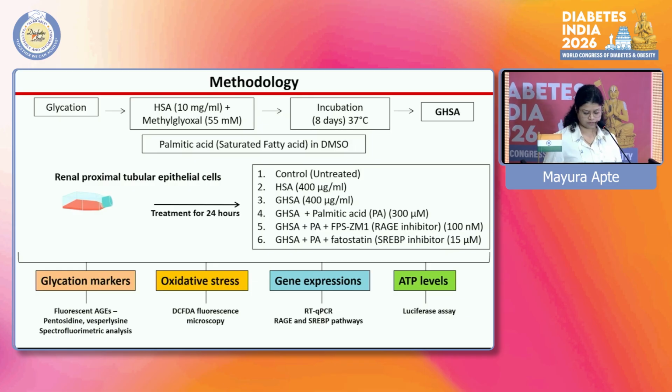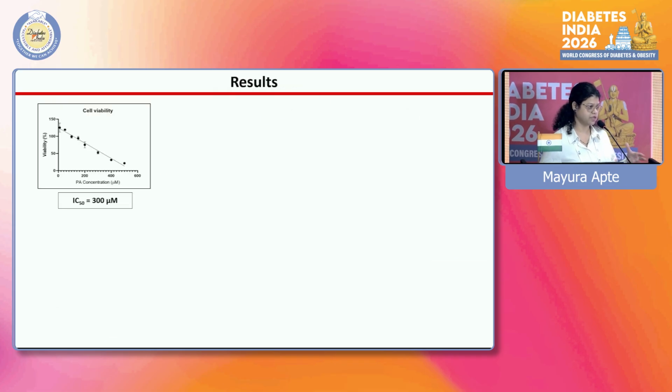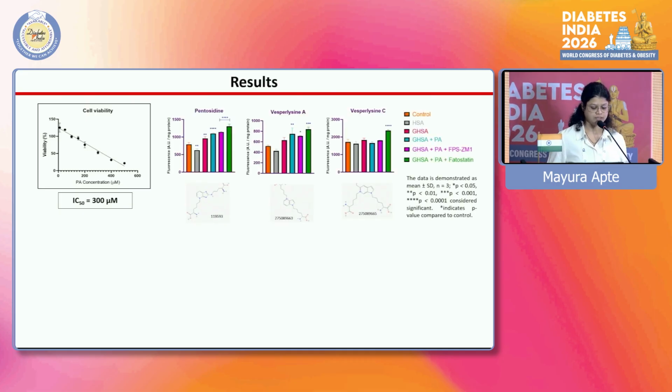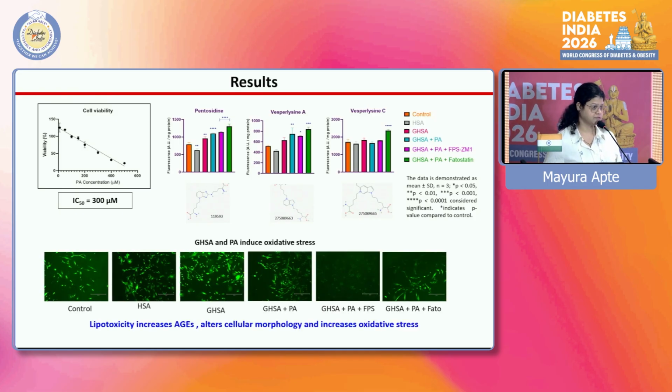Initially, we wanted to see how palmitic acid causes lipotoxicity in these RPTCs, renal proximal tubular cells, and we observed that with increased concentration of palmitic acid, the cell viability reduced, and 50% viability was observed at 300 micromolar. Further, we observed that the association of glycation and palmitic acid increased the glycation markers, which are fluorescent AGEs, and it also affected the cellular morphology and induced oxidative stress.